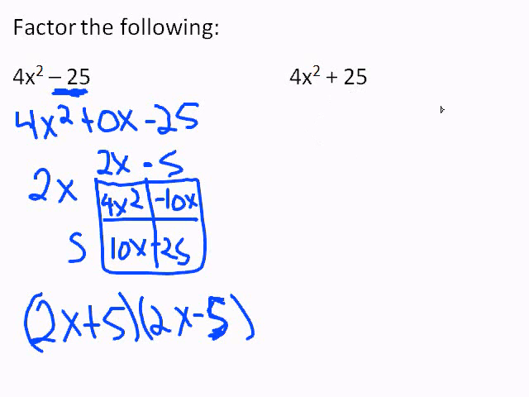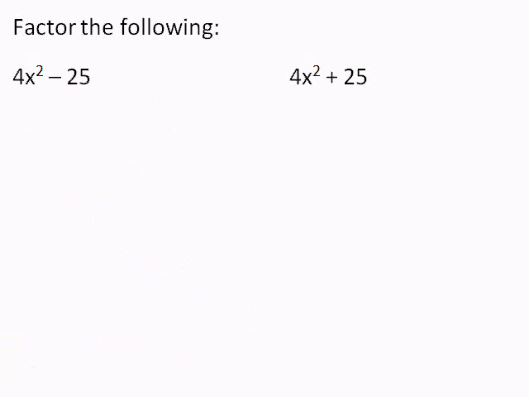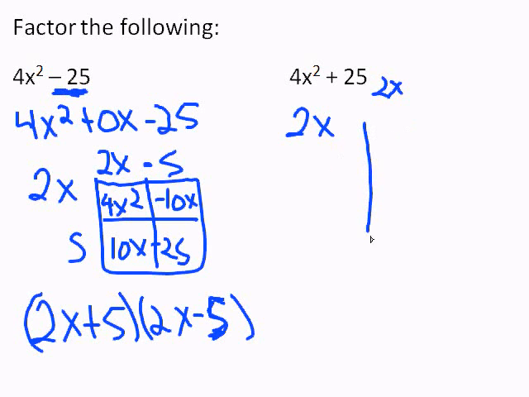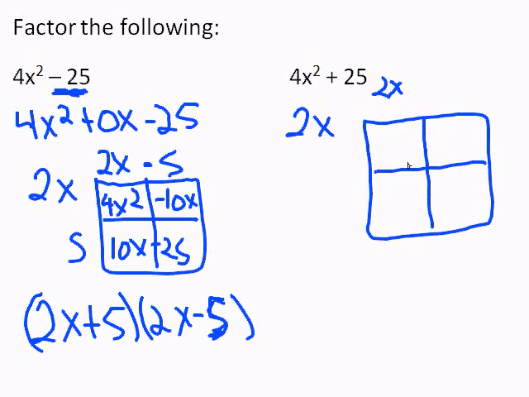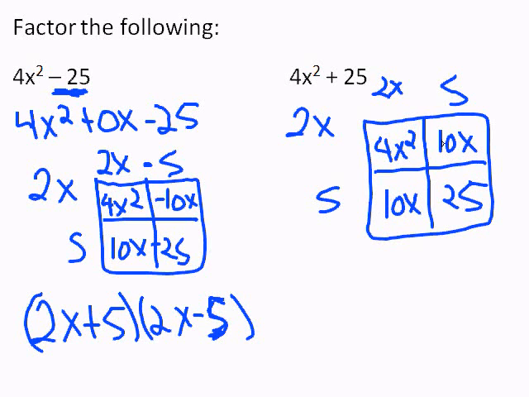suppose you want to try 2x and 2x again. We're going to find out in a moment that this particular expression will not factor. So we try 5 and 5 because they have to multiply to give us positive 25. So 2x times 2x is 4x squared. 2x times 5 is 10x. 2x times 5 is 10x. And 5 times 5 is 25. Notice 10x plus 10x is 20x, not 0x's.